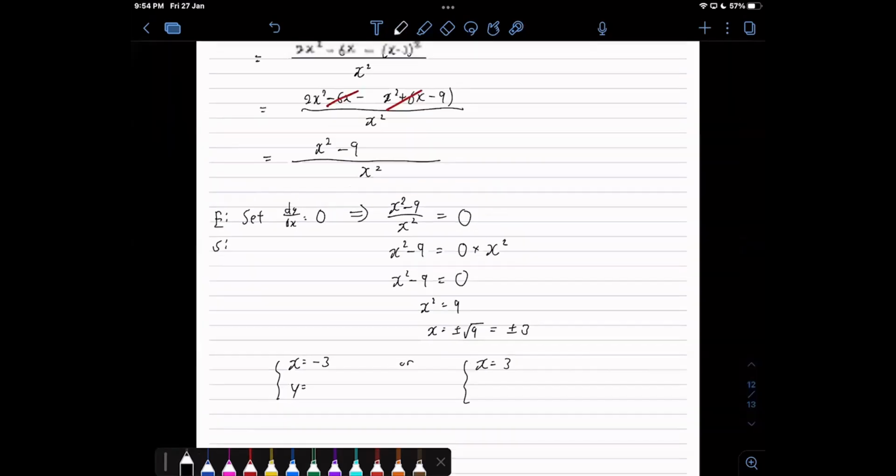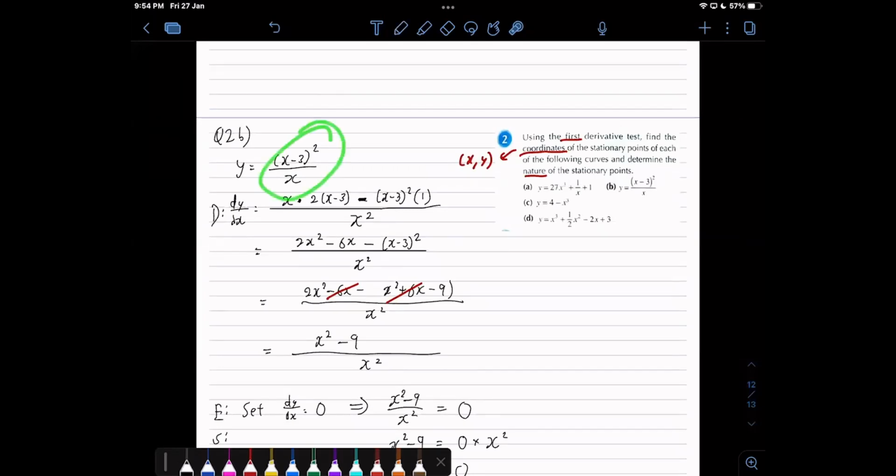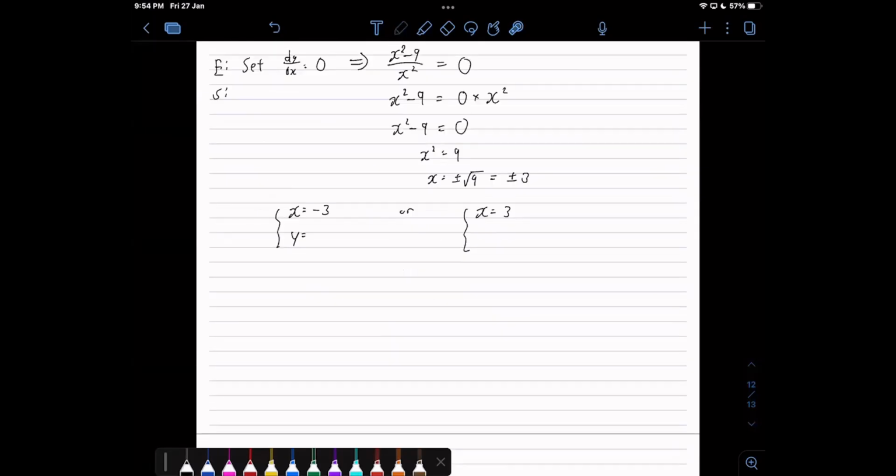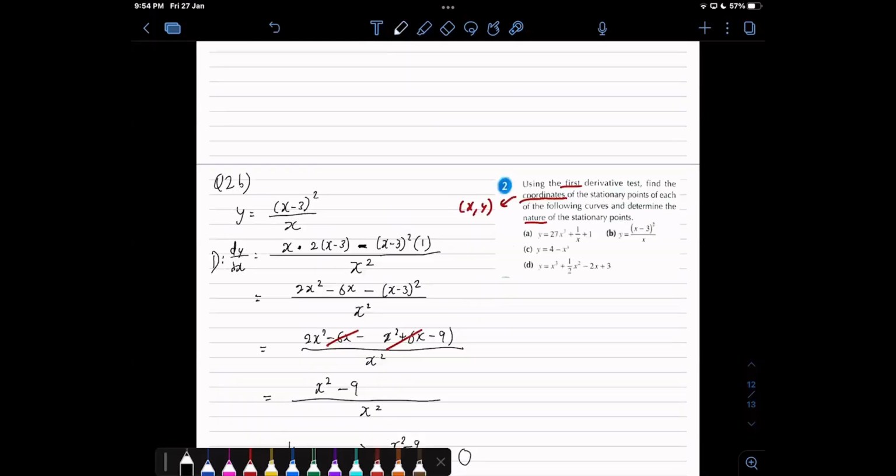So I'm going to sub in x equal negative 3. Sub in negative 3 over here: negative 3 minus 3, bracket square, over negative 3. This is negative 6 squared over negative 3. Negative 6 squared gives a positive 36, divided by negative 3, which is negative 12. Okay, y equals negative 12. Then let's sub in x equal positive 3 this time.